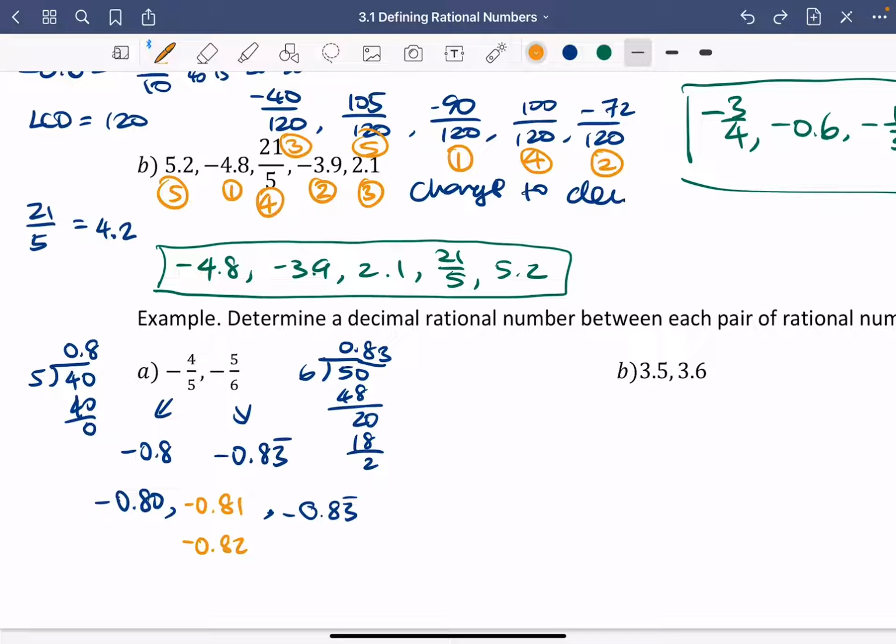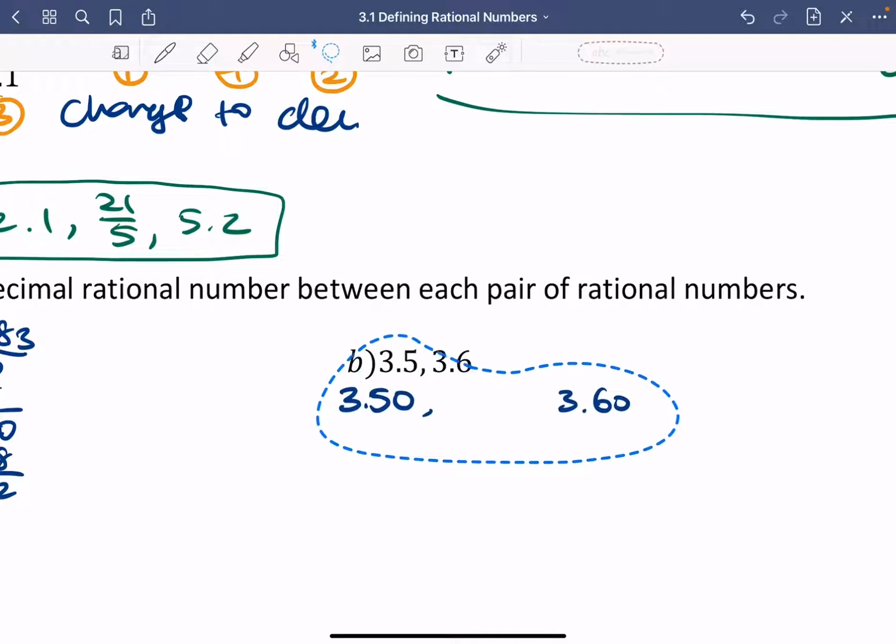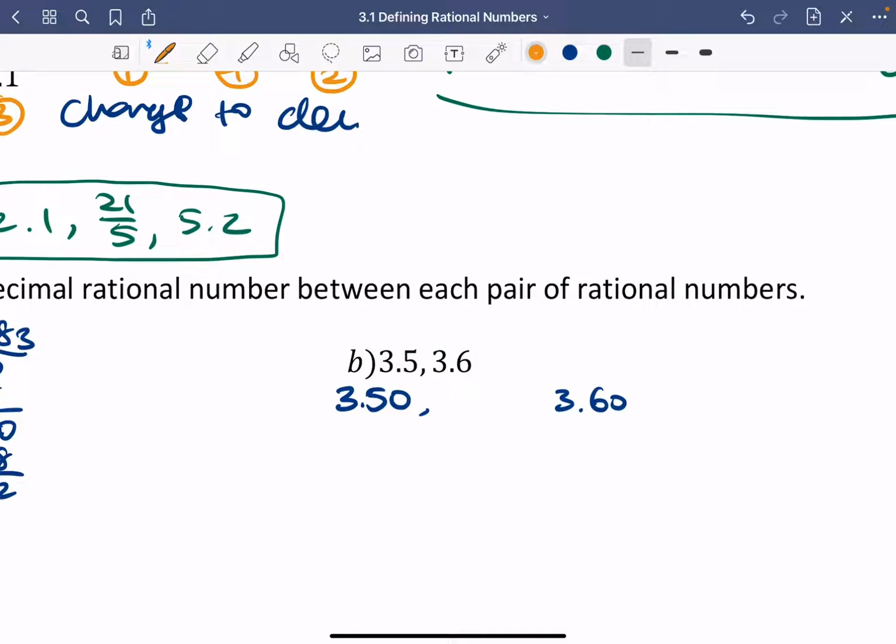Okay. And then the second example, 3.5 and 3.6, we can extend it to one more decimal place. So that's 3.50, and then 3.60. And so numbers between these two, so basically numbers between 50 and 60. Well, we have a lot of choice. So we can have 3.51, 3.52, all the way to 3.59. So these are numbers between 50 and 60, right?